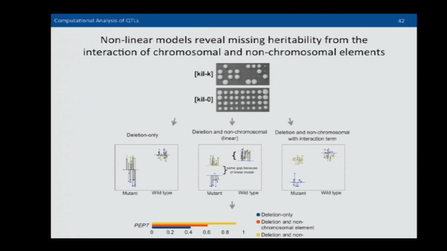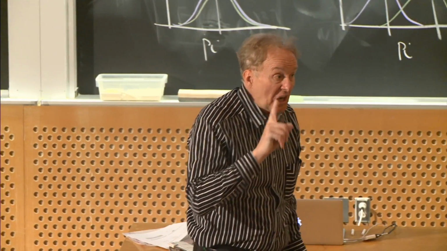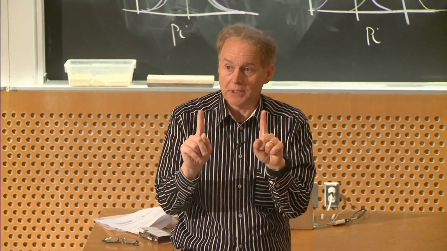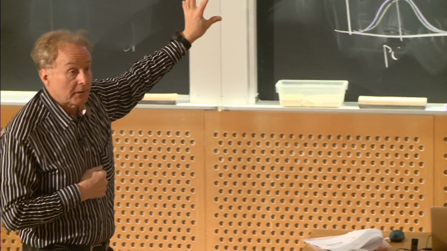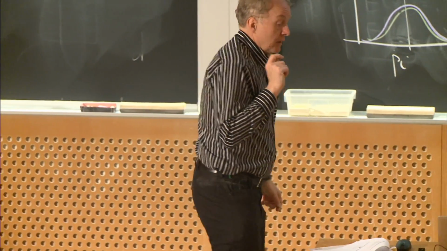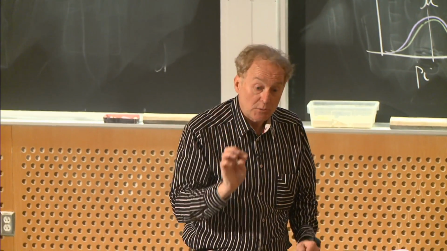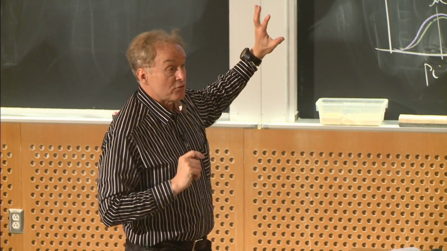And if you look at the deletion and whether or not you have the virus, you do better. But you do even better if you allow for there to be a nonlinear interaction between the chromosomal modification and whether or not you have the virus. And then you recover almost all of the missing heritability. So I'll leave you with this thought, which is that genetics is complicated and QTLs are great, but don't forget that there are all sorts of genetic elements.